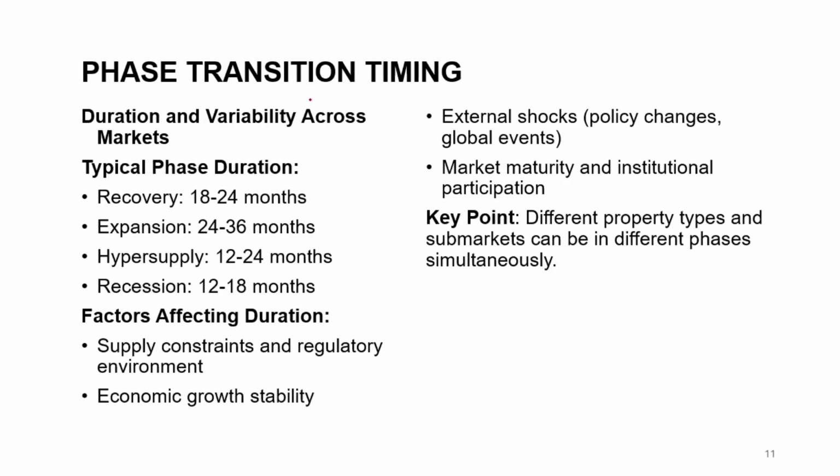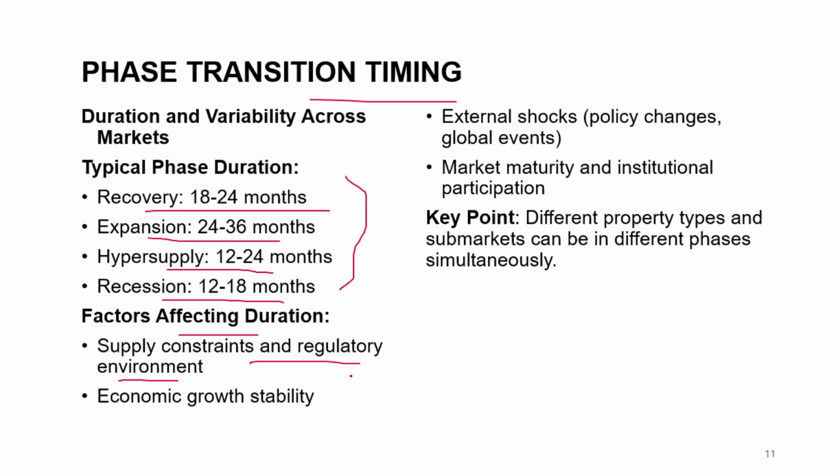So, on phase transition timing, you see recovery of 18 to 24 months, then expansion of 24 to 36 months, then hyper supply of 12 to 24 months, and then recession of 12 to 18 months. So, this is how the cycle will actually go. And supply constraints and the regulatory environment are the factors which affect the duration.